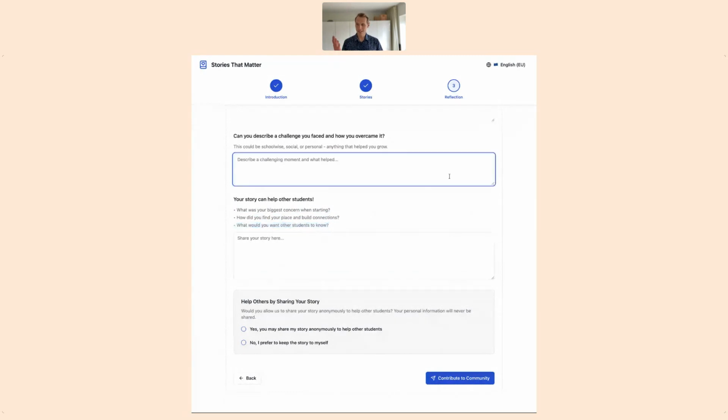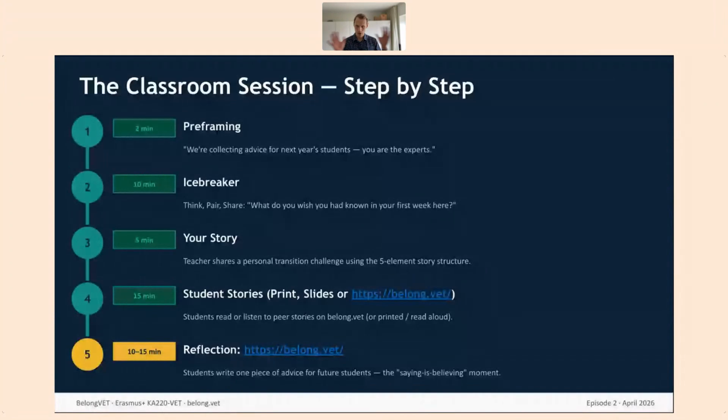So this is the in-class intervention and how that essentially works. I'm going to go back here to that. So 1 to 3, you set up the room. On the 4th one, you either print them, you read them out aloud, you put them in slides, or you ask the students to go to the website to read through those curated stories.